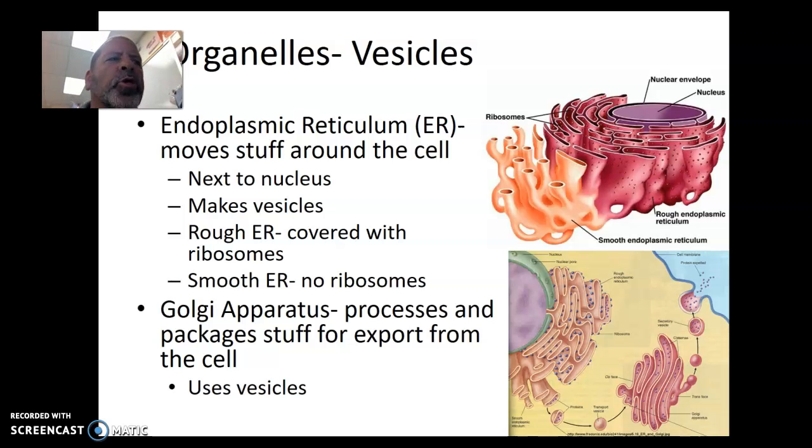Another organelle is the Golgi apparatus, which is kind of like the post office of a cell, and it exports things out of the cell.